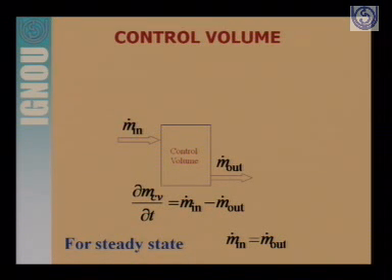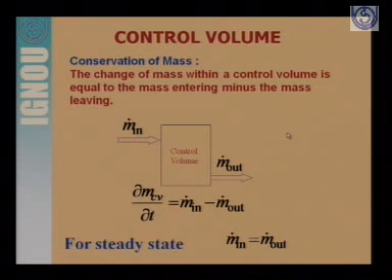Here we are considering a control volume and see the expression for the conservation of mass for this control volume. This is the boundary for this control volume. As we already mentioned, for a control volume, mass may enter inside the control volume, and mass may also go out from the control volume. So m dot in is the rate of mass transfer into the control volume, m dot out is the rate of mass transfer going out from this control volume, and m_CV is the mass within the control volume.